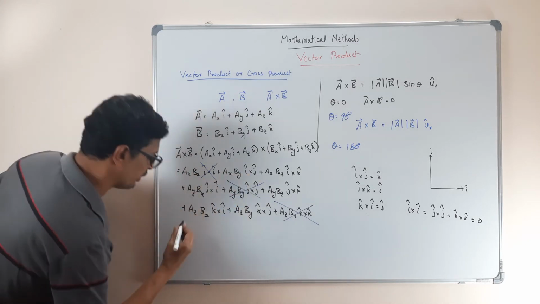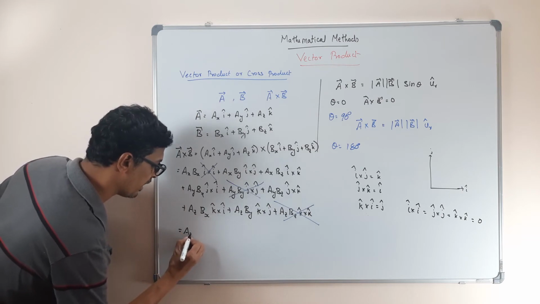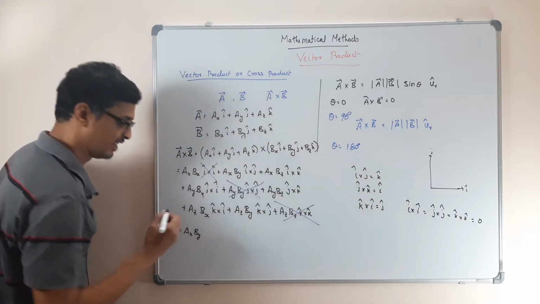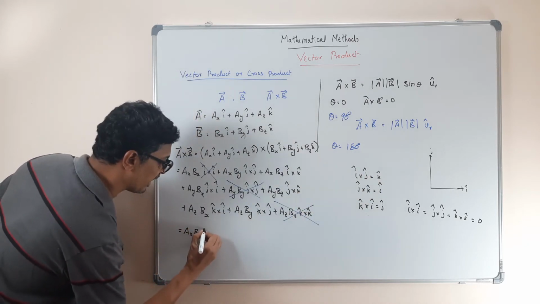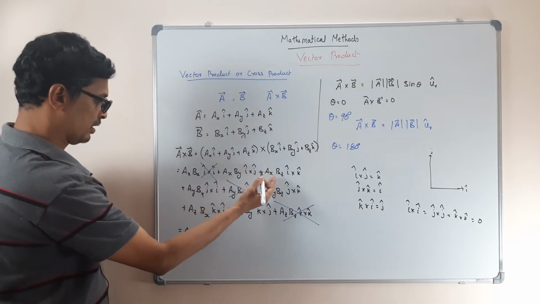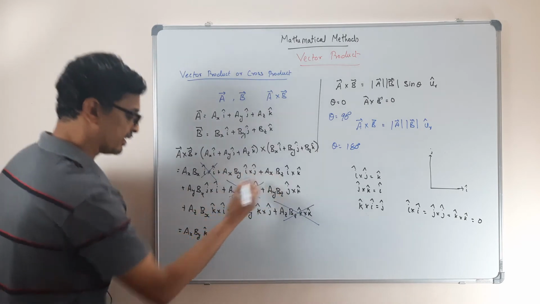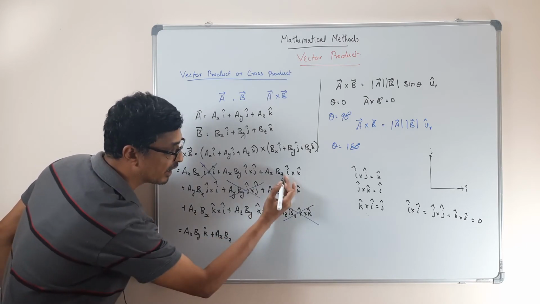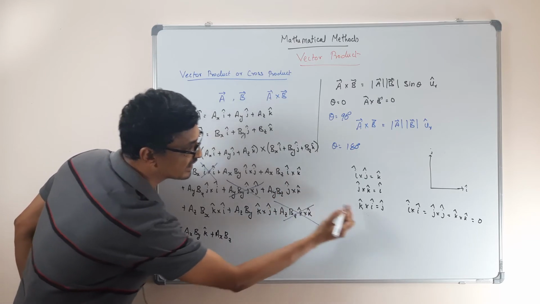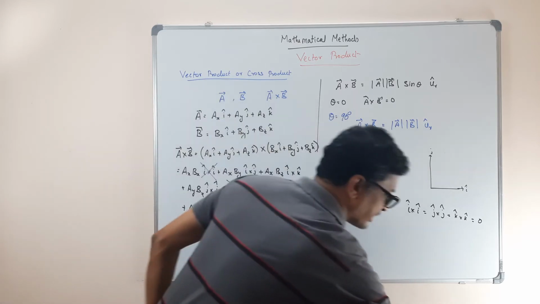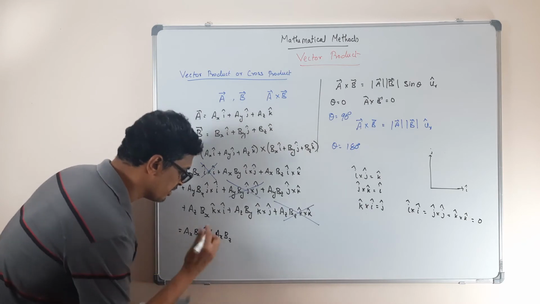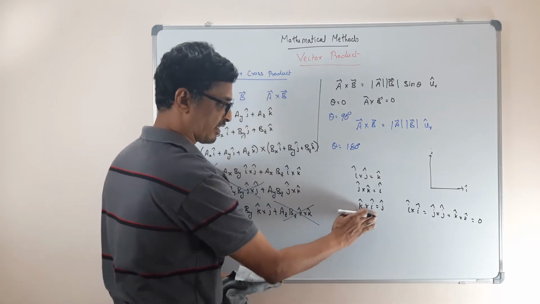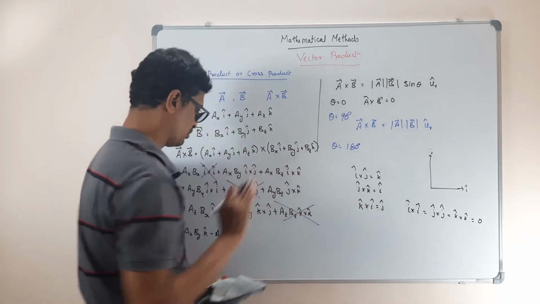So i cross j will be equal to what? AX BY i cross j is k cap, am I right? So this will be k cap. And this is AX BZ, plus AX BZ, tell me what it will be. i cross k is minus j. I will write it with a minus here, minus j cap, correct? Because i cross k is minus of k cross i, so it will be minus j.